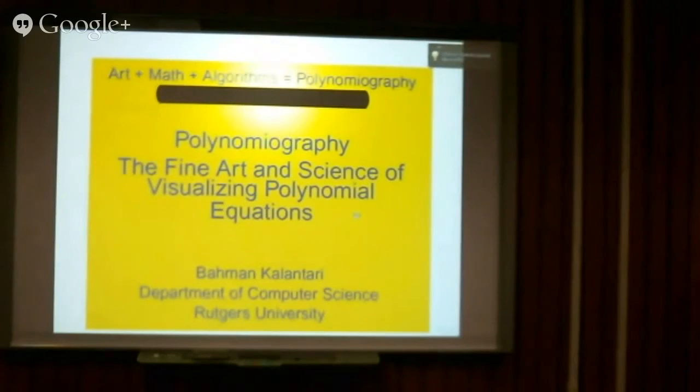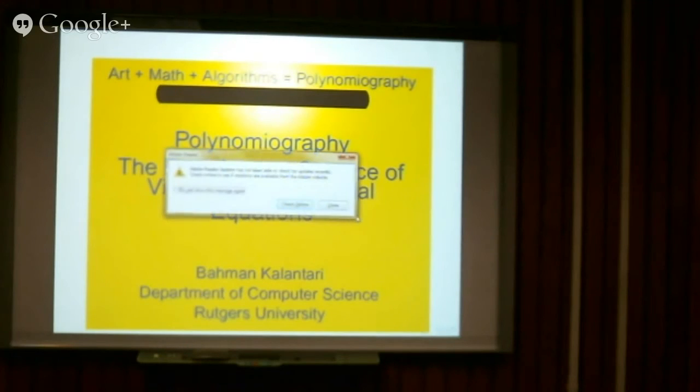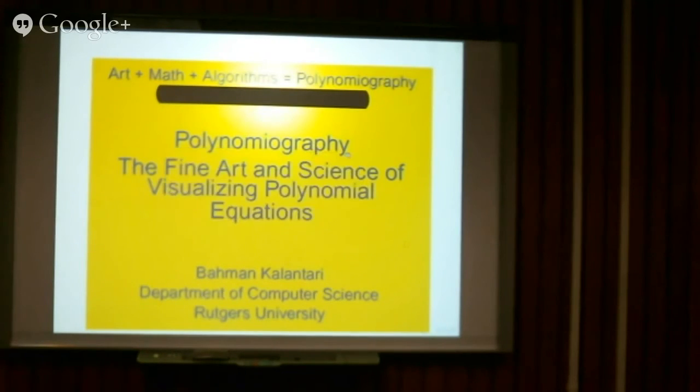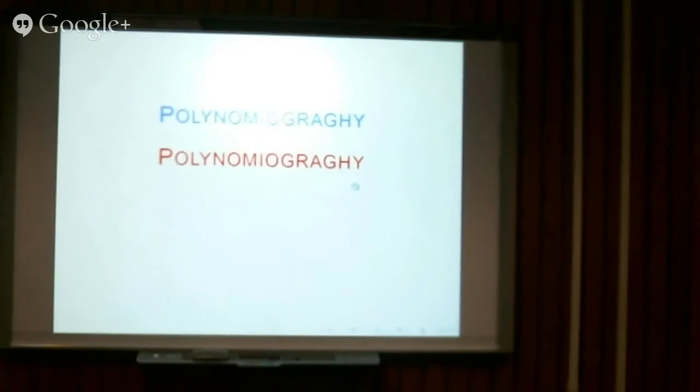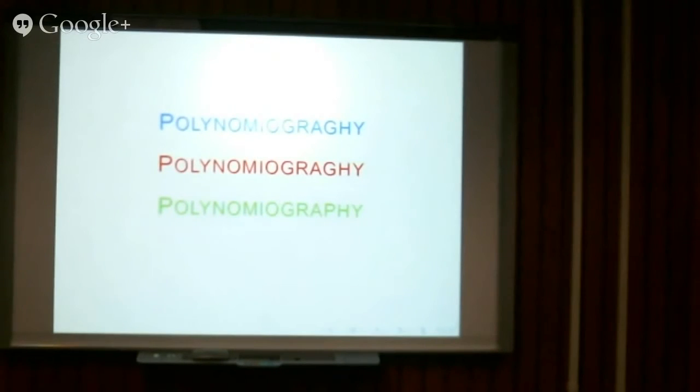Okay, now I consider polynomiography as a connection between art, math, and algorithms. And this makes algorithms also significant in the sense that we think of images and we think of math, but how do those images come about? Well, they come about in the process of using algorithms. I made up this word as a combination of polynomial and the suffix graphy. I know it sounds complicated, but in fact, kids can say it quite well.